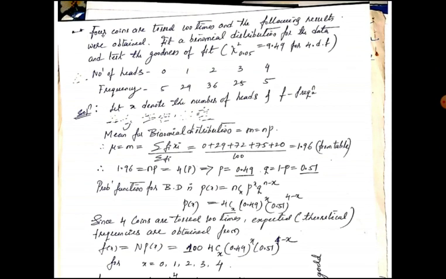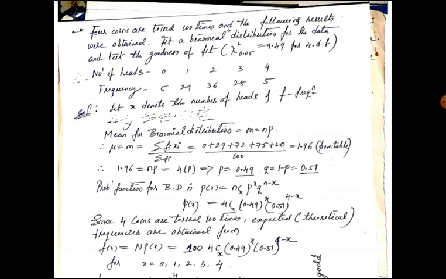Now, here 4 coins are tossed 100 times and the following results were obtained. So the question is, fit a binomial distribution for the data and test the goodness of fit. In the previous example, it was testing a goodness of fit for Poisson distribution. Now testing a goodness of fit for binomial distribution.